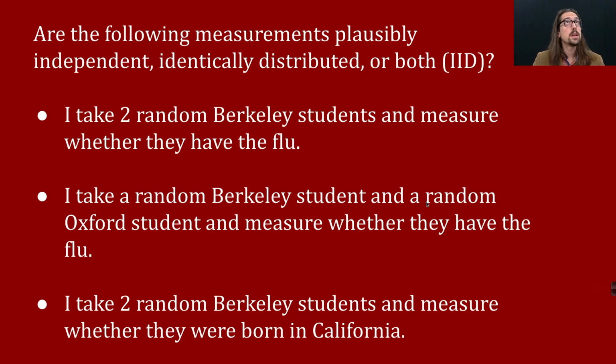So now our question is, are these following measurements plausibly independent, identically distributed, or both? So again, this is just conceptual. So the first example is where we take two random Berkeley students and measure whether they have the flu. For this one, they're being drawn from the same population of Berkeley students. So I would say that these two measurements have the same distribution, because if I take one person at random and say, do they have the flu? And I take another person at random and say, do they have the flu? I get the same chance of somebody having the flu, right? It doesn't matter who I take.